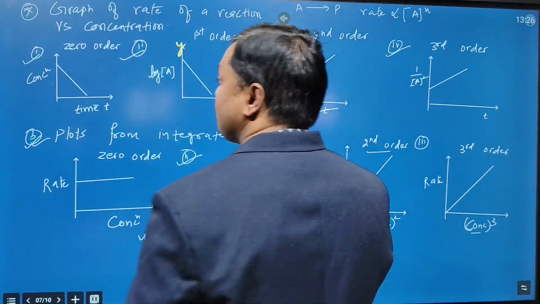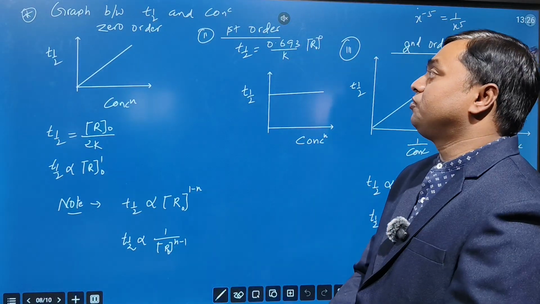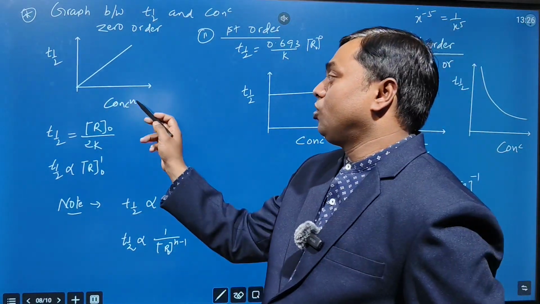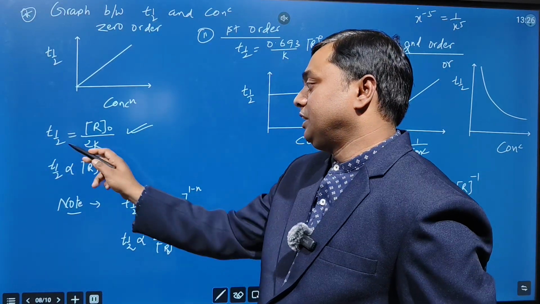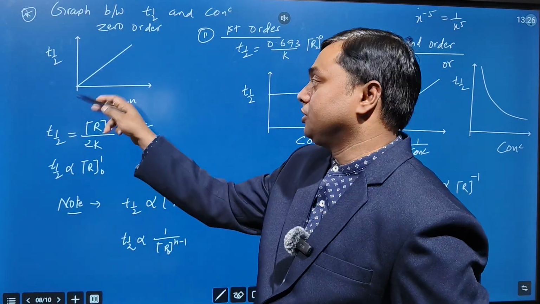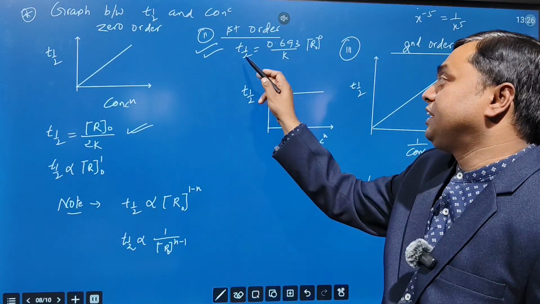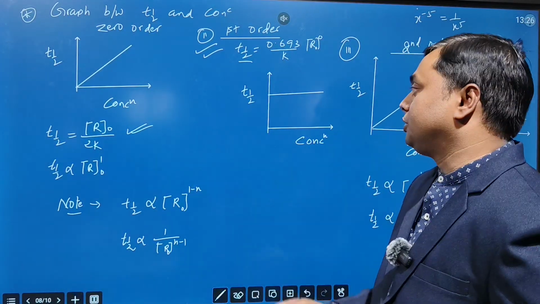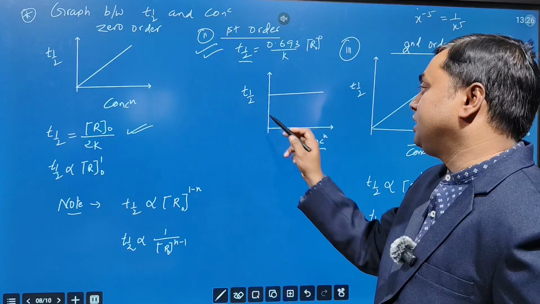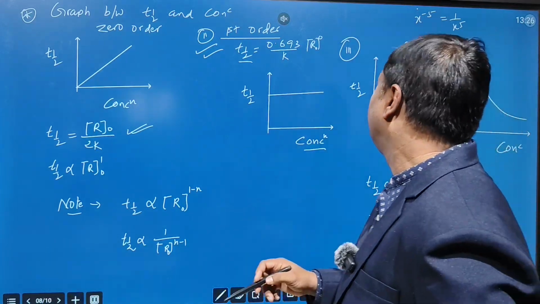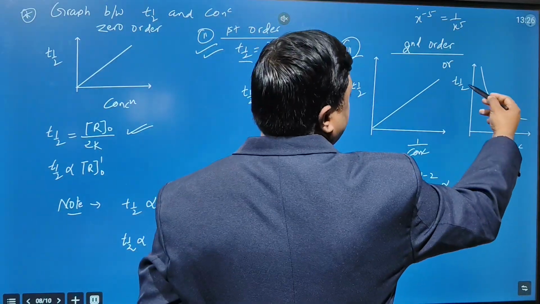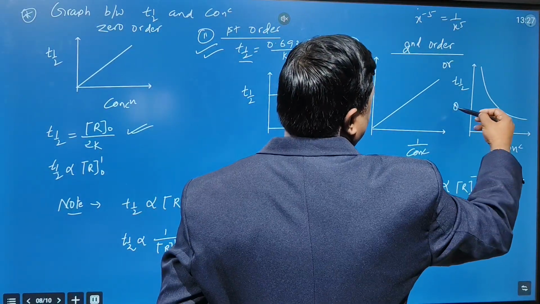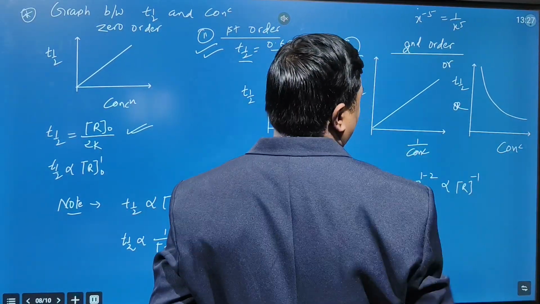Similarly, graph between T half and concentration. T half and concentration for zero order reaction is directly proportional, yes or no? From the expression we can see T half is directly proportional to the initial concentration. And for first order reaction, T half is independent of the initial concentration. So whatever the concentration is, T half is constant, yes or no? For second order reaction, T half versus 1 by concentration, graph is like this. It is inversely proportional to the concentration.